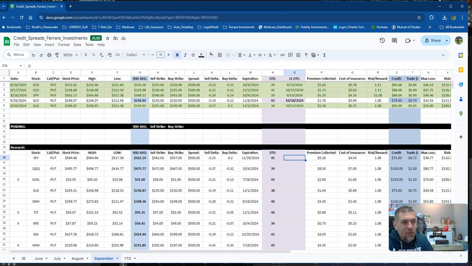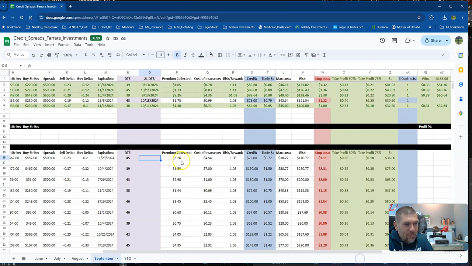Most of the time. So what we would do here is the premium that we would collect on this is $5.26, so $526. The cost of insurance to buy is $4.54, which is $454. So if you take these two and subtract the one from the other, that's going to give us a credit of 72 cents. So that's $72.